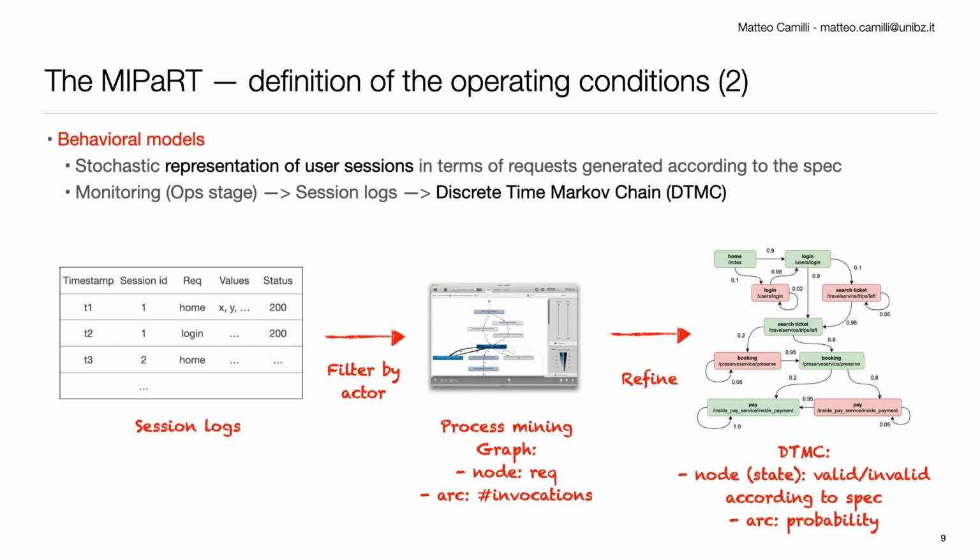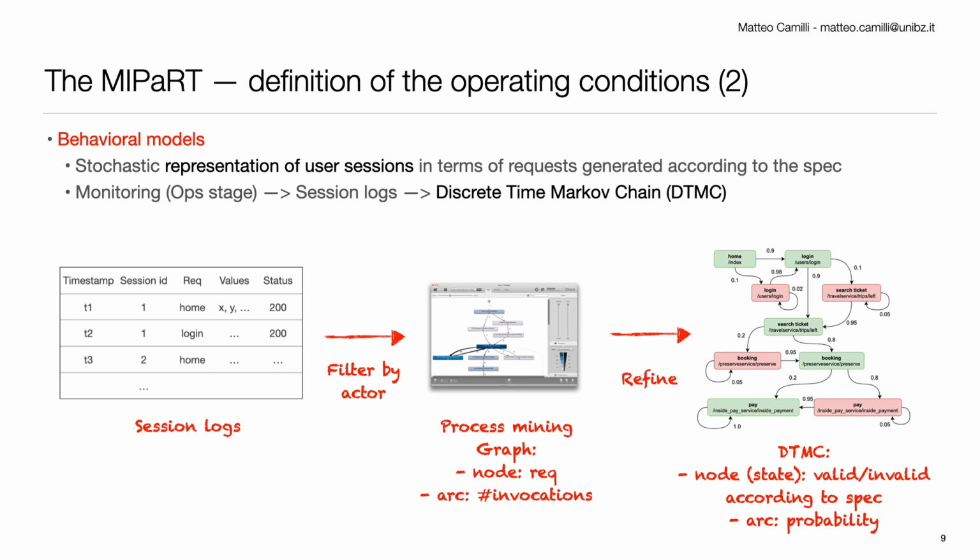Then we build a number of behavioral models that are stochastic representations of the actors according to their behavior observed in production. Essentially, we use session logs produced by the HTTP servers, and by analyzing such logs, we automatically extract these stochastic representations. An actor, in our case, can be identified according to the semantics of the executed operations. For instance, the registered actor is an actor executing a login request, or a buyer is the one executing a buy request, and so on and so forth.